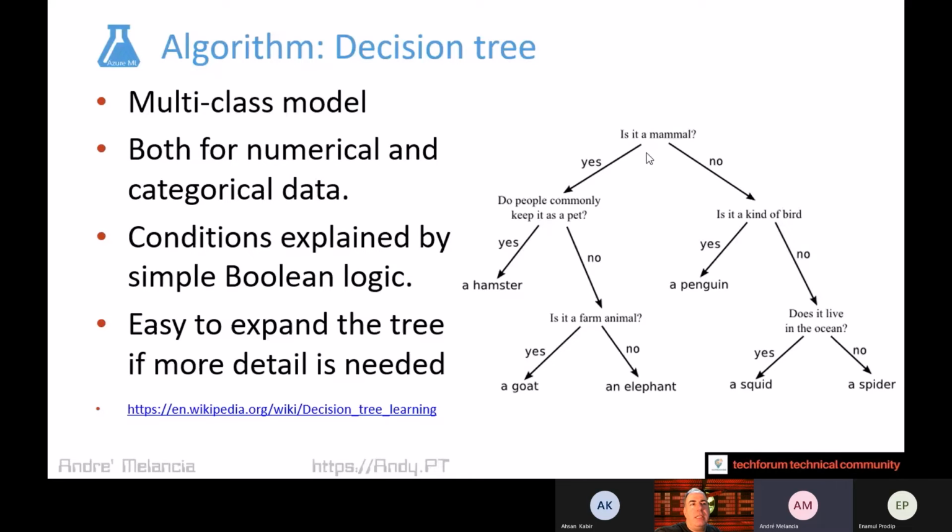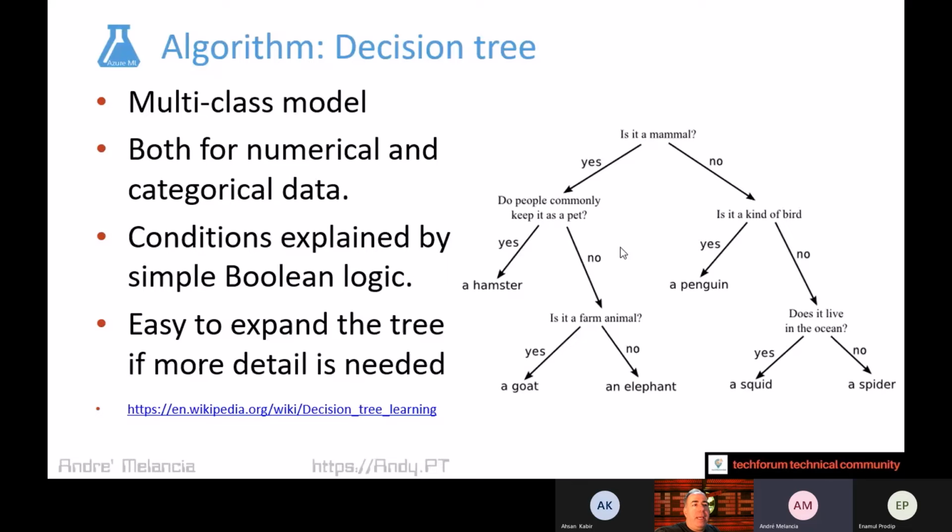So let's say that the first question is, is it a mammal? If it is yes, you go left. If it is no, you go right. This can be replaced by simple lines in a table. It's not really a problem. So if you say yes, in that case, do you use it as a pet? So yes, well, I'm thinking about a cat, let's say, but they consider that this is a hamster. Okay, so if you say no, is it a farm animal? If it's yes, it's a goat. If it's no, might be an elephant.